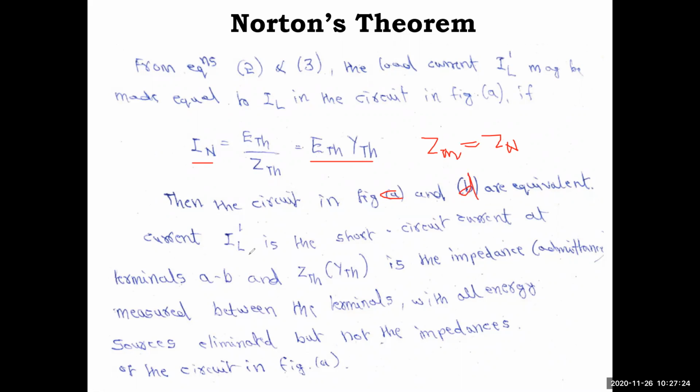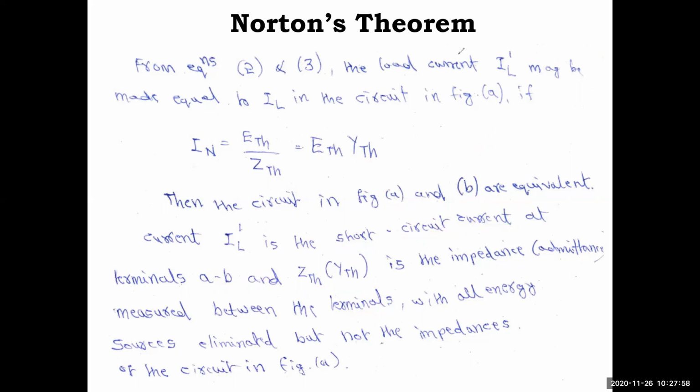Make that correction: here the current IL dash is the short circuit current. The terminals are shorted here. So it is the short circuit current at terminals A, B, and ZTH or YTH is the impedance or admittance measured between the terminals with all energy sources eliminated, but not the impedances. So finding Zn, Norton's equivalent impedance, is the same as Thevenin's; only the current we are making short circuit current instead of open circuit voltage. So that is the proof.